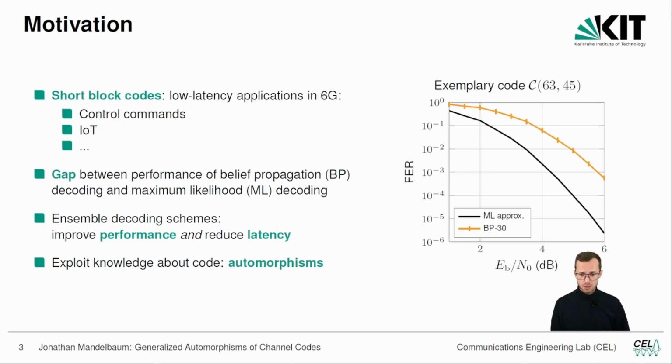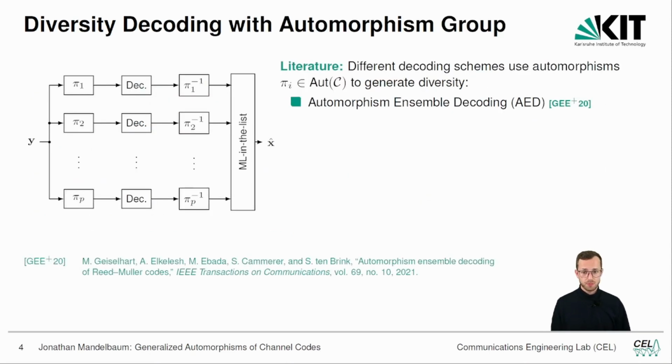And in the special case of an automorphism ensemble decoder, the idea is to exploit knowledge that we possess about the code at the receiver side in form of automorphisms. Ensemble decoding schemes are well studied in literature. Their idea is to exploit or to generate diversity at the receiver side to improve decoding.